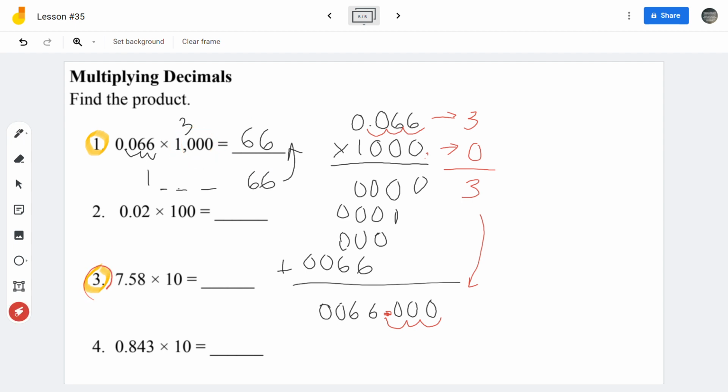So for number 3, there's only 1 zero, so I'm going to move the decimal only 1 place to the right. It's always to the right if you're multiplying. So we'll end up with 75.8. If you multiply this out, you will also get 75.8. For these problems, you can do the long way or the short way, it's up to you.